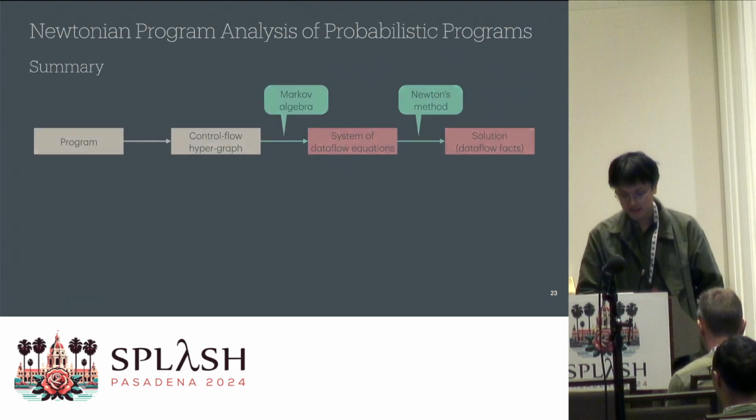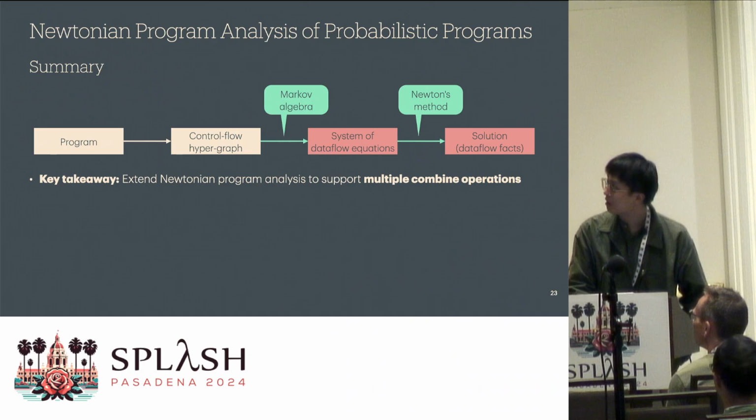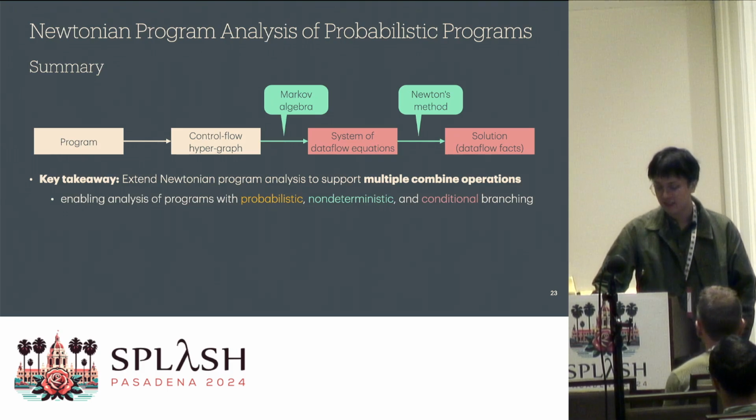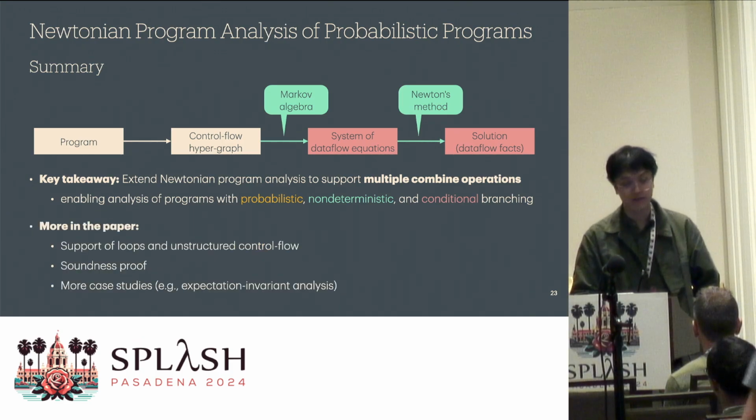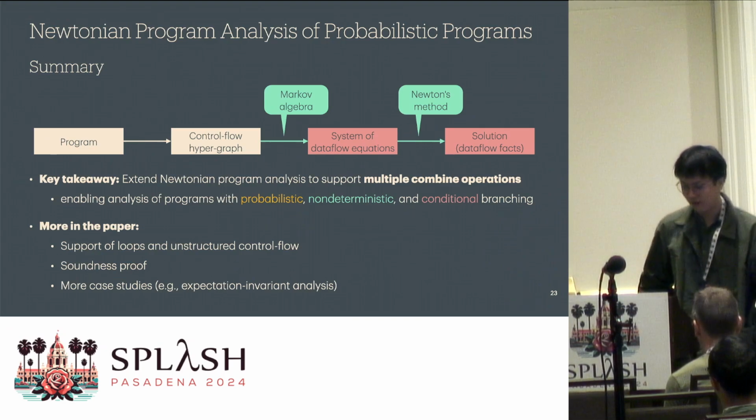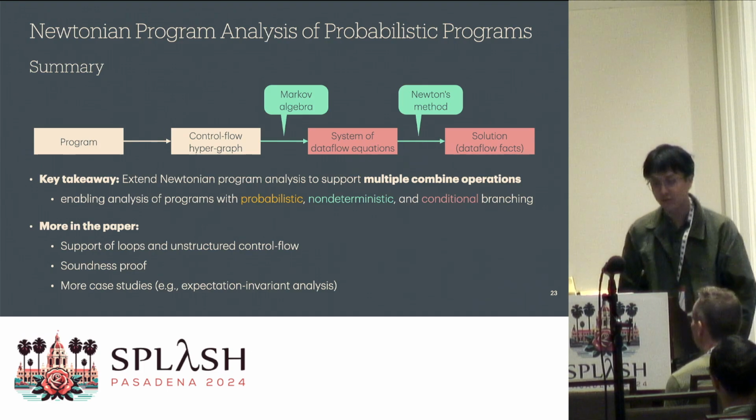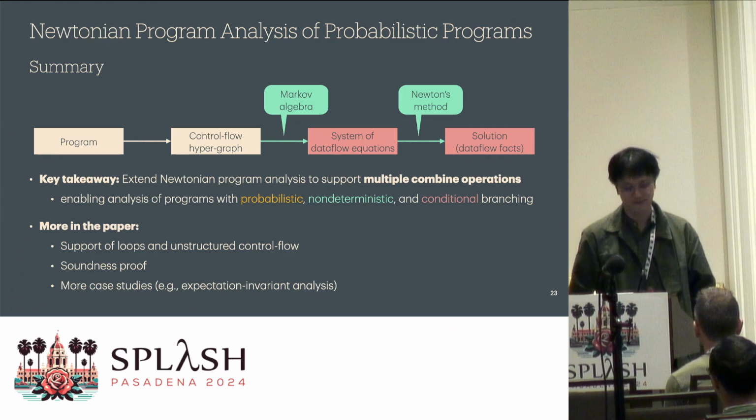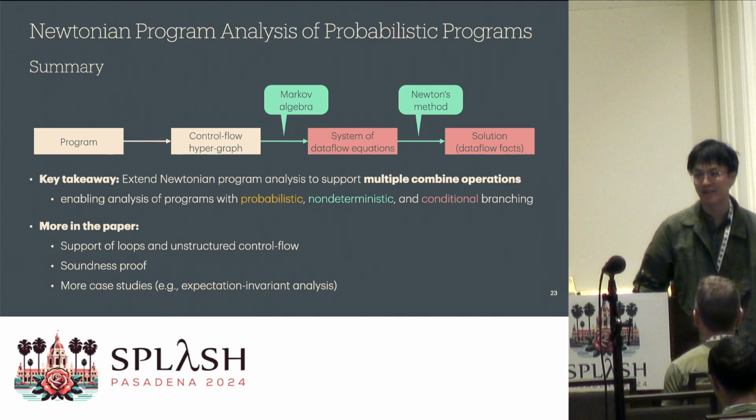So to summarize, the key takeaway is that in this work, we extend Newtonian program analysis to support multiple combine operations, so as to enable analysis of programs with probabilistic, non-deterministic, and conditional branching. You can find more in the paper about how we support loops and unstructured control flows, how we prove soundness, and more case studies. Especially there's one very interesting one about invariant analysis. Thank you for your attention, and questions are welcome.